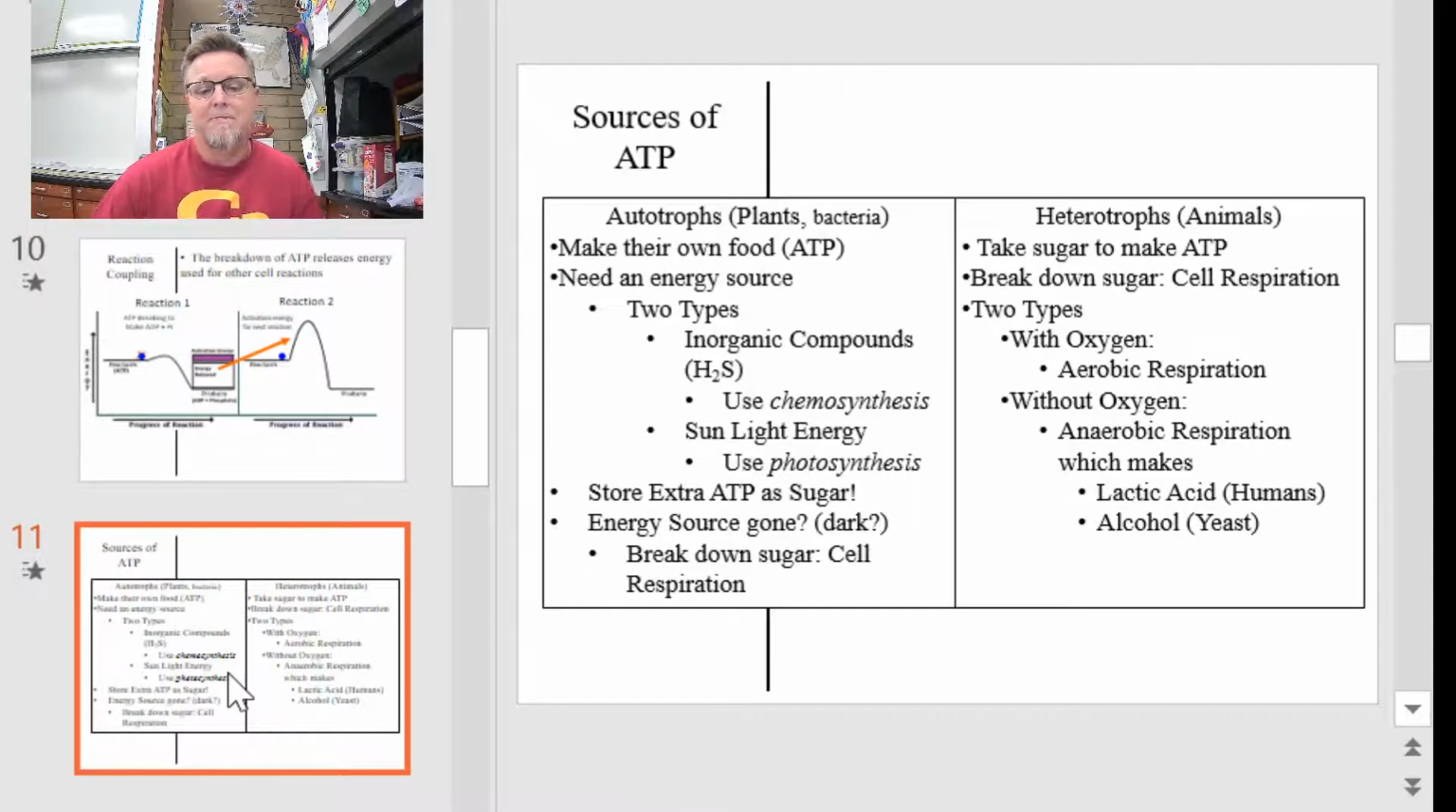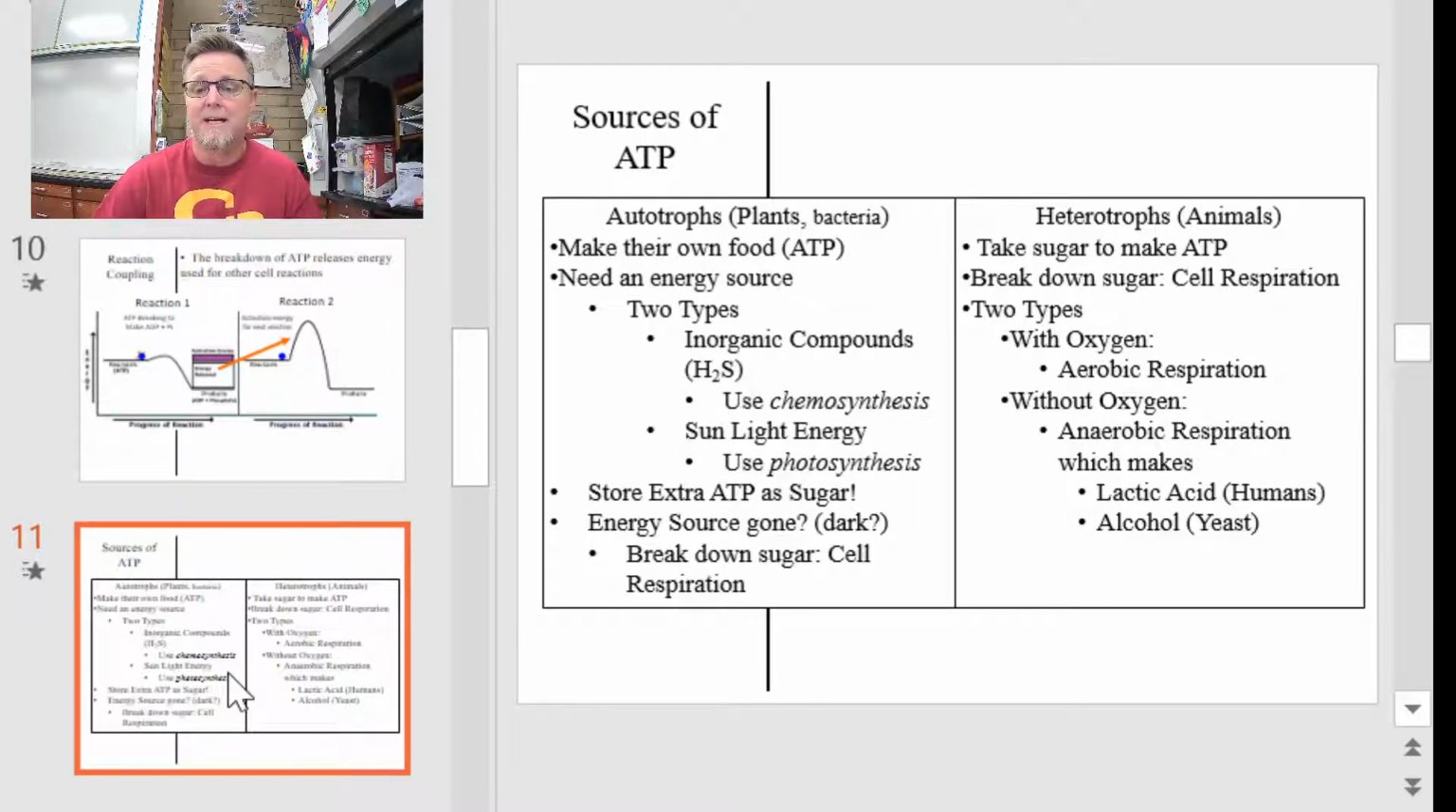Okay? In photosynthesis, we use the sun's energy to build a proton gradient. And at the end of the day, that proton gradient makes some ATP for us. We can even store extra ATP as sugars if we're a plant. Okay? Heterotrophs, well, it takes sugar or food basically to make ATP, so you got to eat.